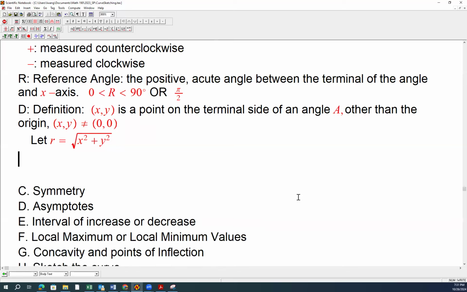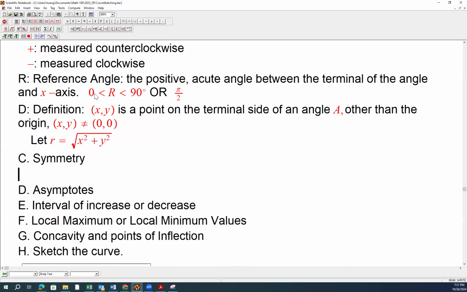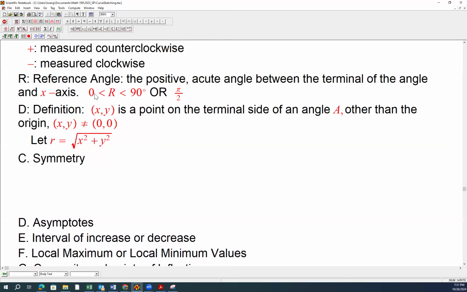C, symmetry. Symmetry, the first thing you may like to check, the easiest thing to check is to check for even and odd. Okay, sine function is odd, cosine function is even. I think we discussed that in our crash course, but you can also see it from the curve. Okay, you can also see it from the sine curve.